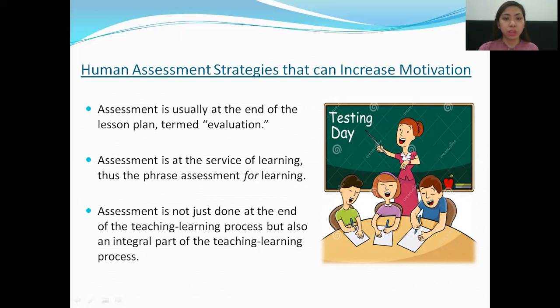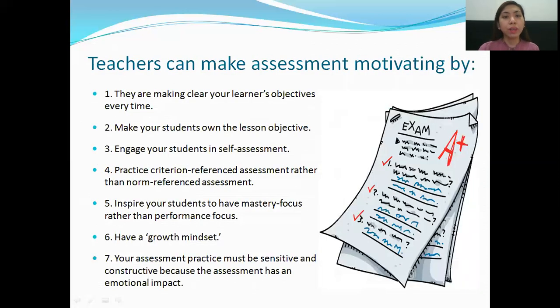Assessment is not just done at the end of the teaching learning process, but also an integral part of the teaching learning process. Teachers can make assessment motivating by, first, making clear your learners' objectives every time, make your students own the lesson objective, engage your students in self-assessment.